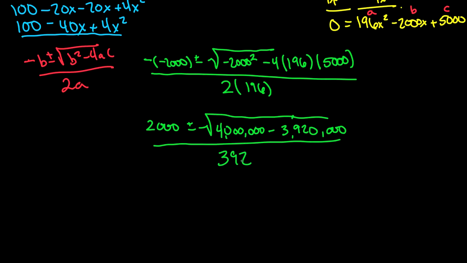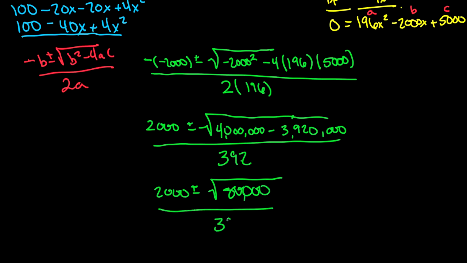All right, let's continue to simplify this down a little bit more. So I got 2,000 still, plus or minus the square root. 4 million minus 3,920,000 gives me 80,000 over 392. So the square root of 80,000 is 2,000 plus or minus 282.84 over 392.